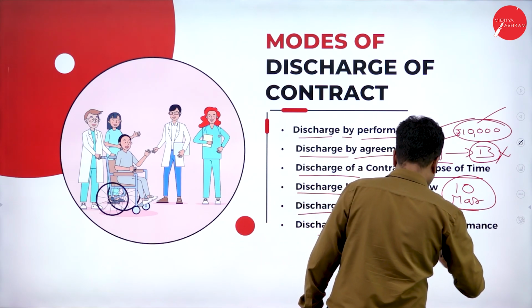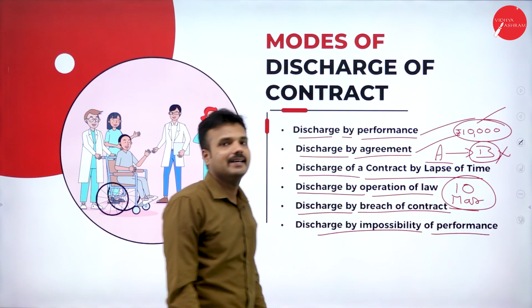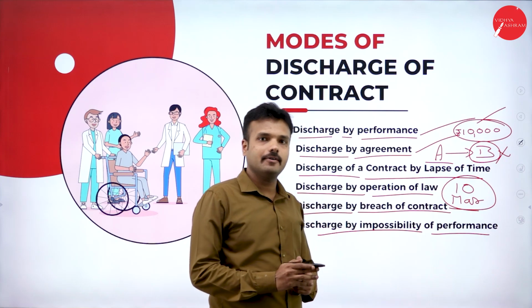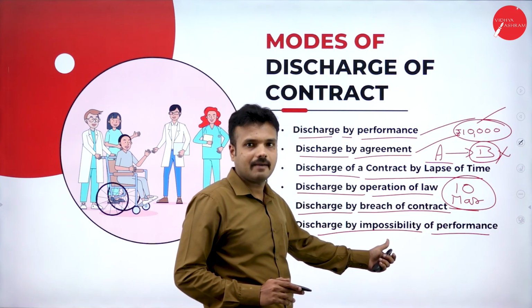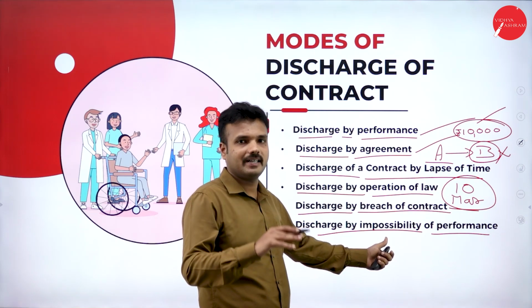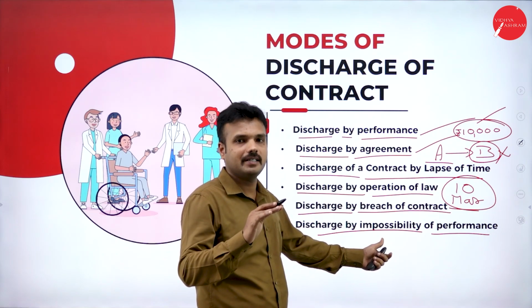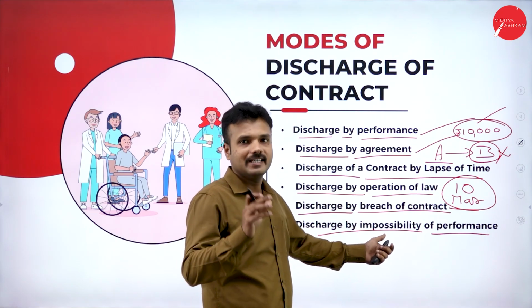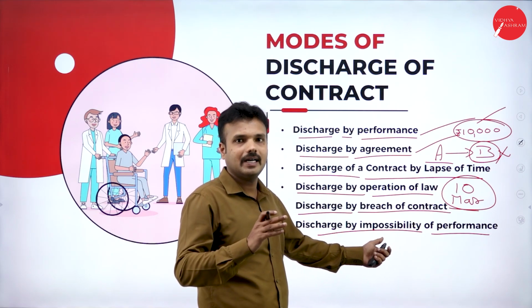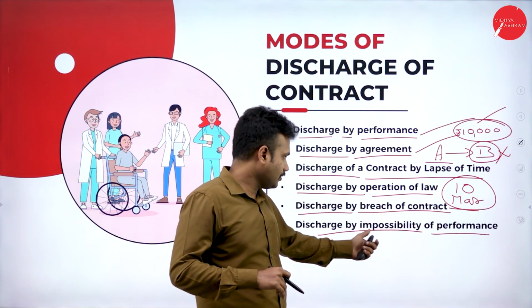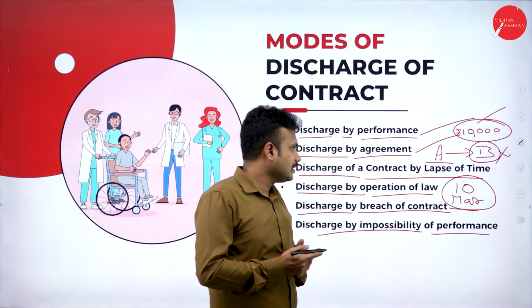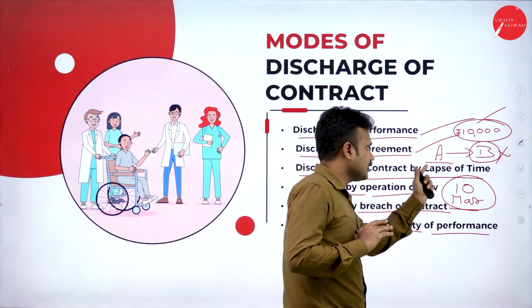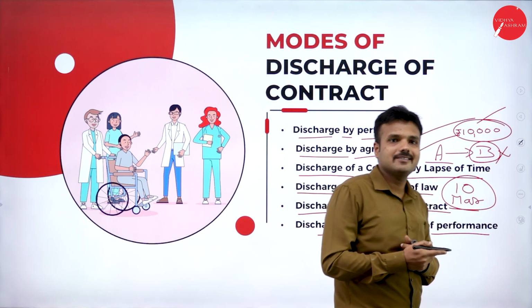Discharge by impossibility of performance. There are a few contracts that turn out to be impossible to perform at the end of the day. Sometimes people knowingly enter into a contract knowing that it is highly impossible to perform the specified task. At the end of the day, it is going to end. For example, there is a contract between Mr. A and Mr. B. Okay, so Mr.